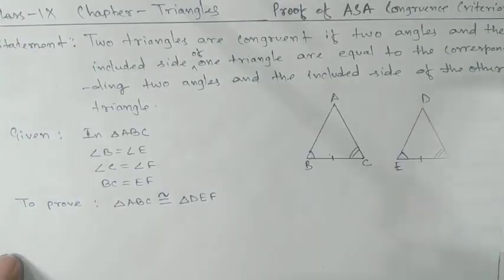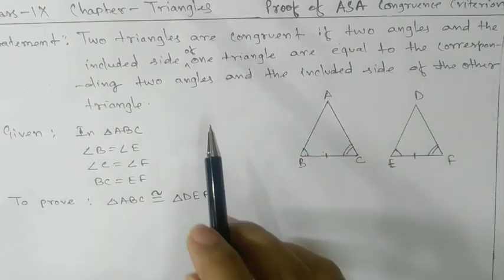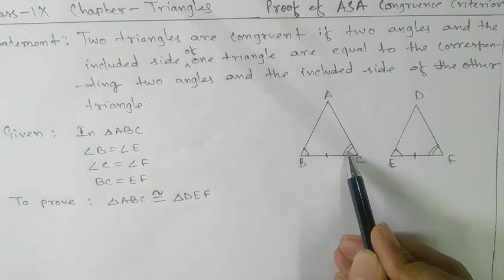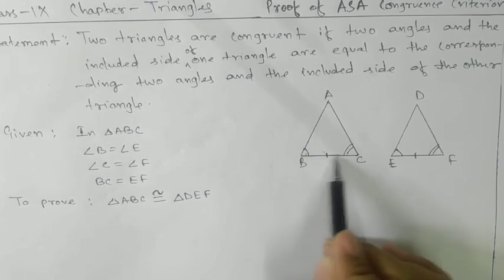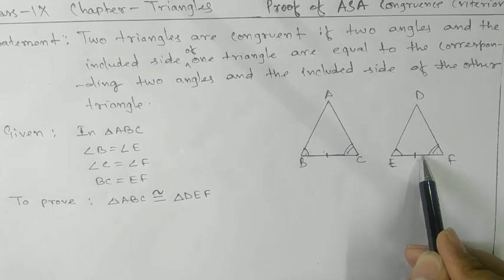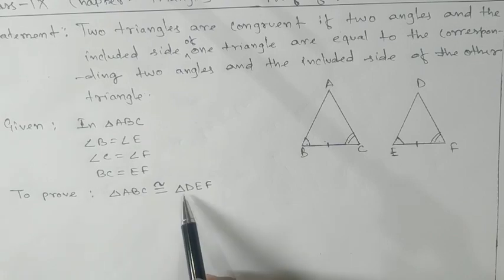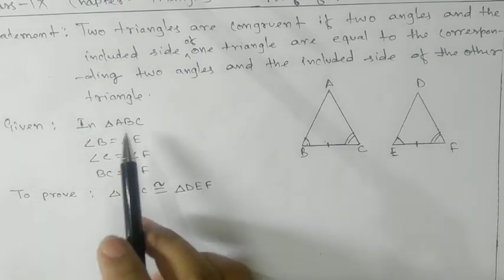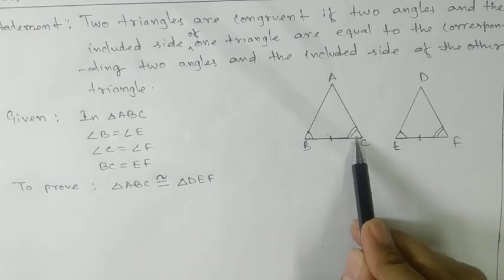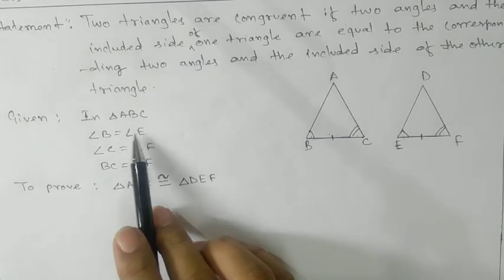So in this criterion, what they have given is two angles and the included side are equal, corresponding. Here we need to prove that triangle ABC is congruent to triangle DEF. You can see that angle B equals angle E, angle C equals angle F, and BC equals EF. This has been given.